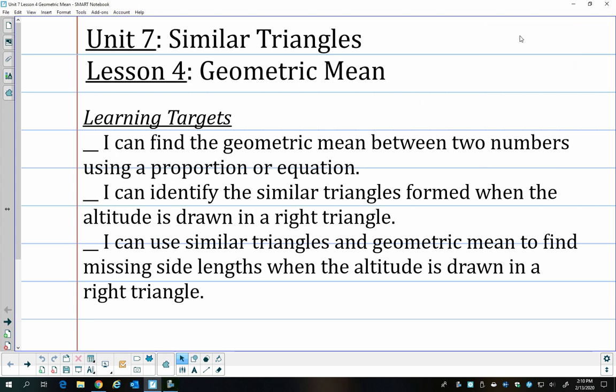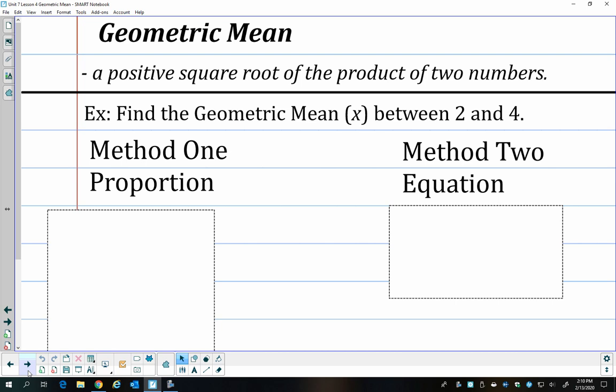Hey all, today we're going to continue our discussion on similarity, and we're going to talk about similarity in right triangles specifically. So before we get there, I want to talk about this idea of geometric mean.